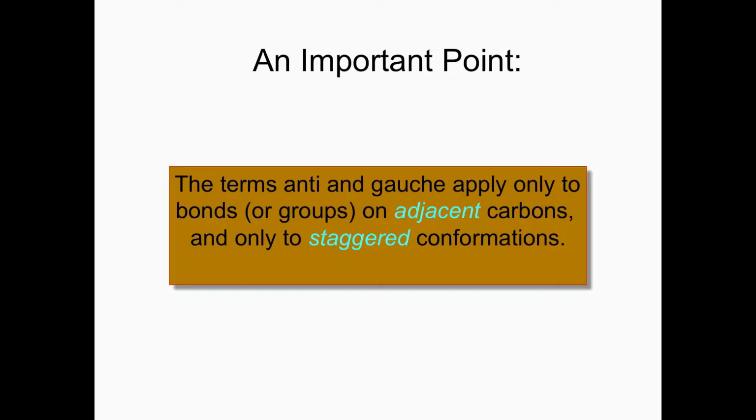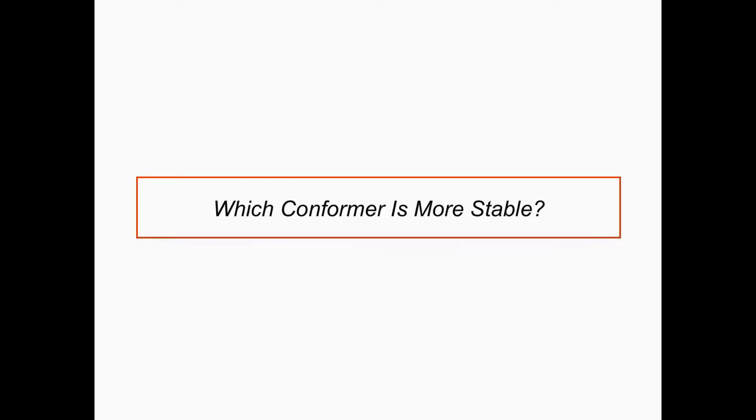Remember, an important point, the terms anti and gauche apply only to bonds on adjacent carbons that are in staggered conformations. It's specifically in terms of adjacent carbons and staggered conformations. You can't have anti or gauche relationships in an eclipsed conformer because in that case all of the bonds are aligned. So an important question to ask yourself is which one of these conformers is more stable? Is the eclipsed conformer more stable or is the staggered conformer more stable?